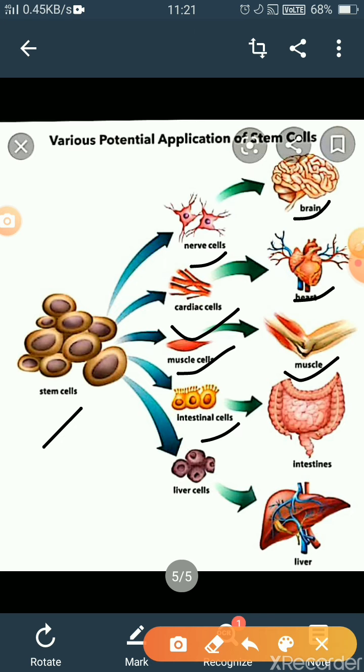Intestinal cells are present in our small intestine, liver cells are present in our liver, and so many others. So each and every cell performs a different function in our body, and they are responsible for performing different functions.